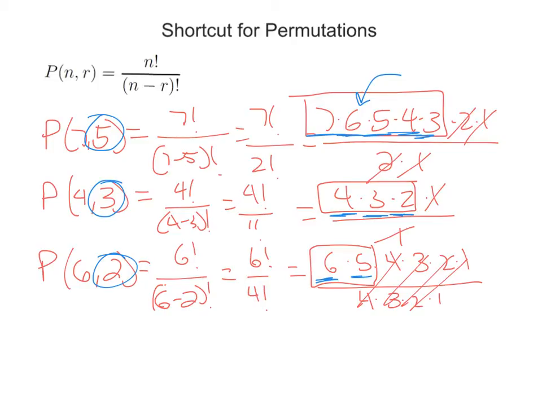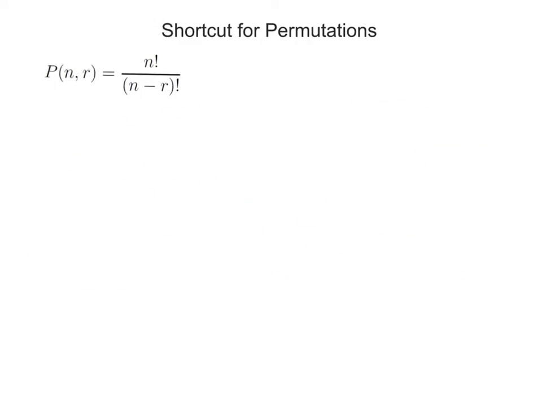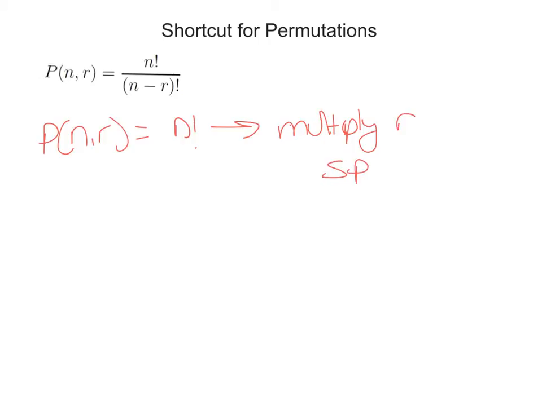So let's try to generalize this. What we can see now is that if we want to do the permutation of n things taken r at a time, we're going to start with n factorial. But how far are we going to go? We're going to multiply r spaces. So we're not going to actually write out all of n factorial. We're only going to multiply out r spaces. So this works nicely when you're dealing with much larger numbers.